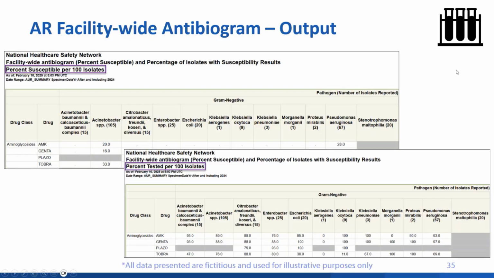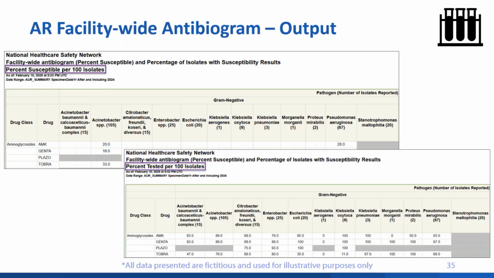So here's an example output of the antibiogram and percent tested report. And these show the two different tables that will be included in the output. Looking at the header section above each table, you can determine if you're looking at the percent susceptible, which is shown here on the left or the top, or the percent tested, which is shown on the bottom. So you can see there are two different tables that will show you two different pieces of information, but very valuable information.